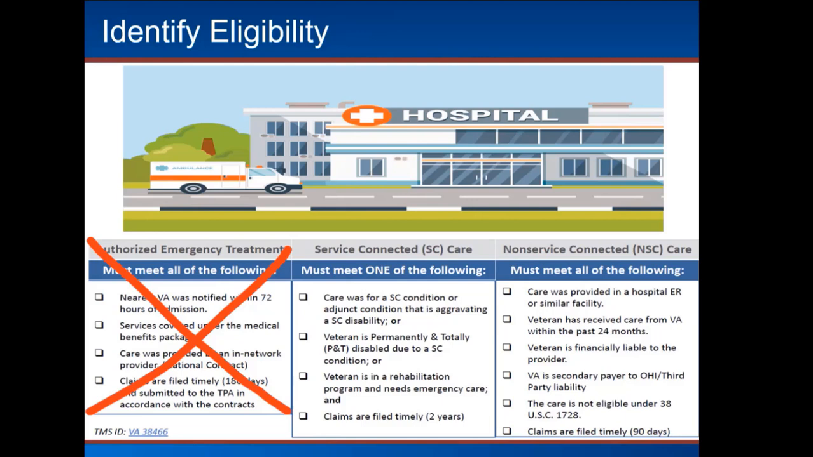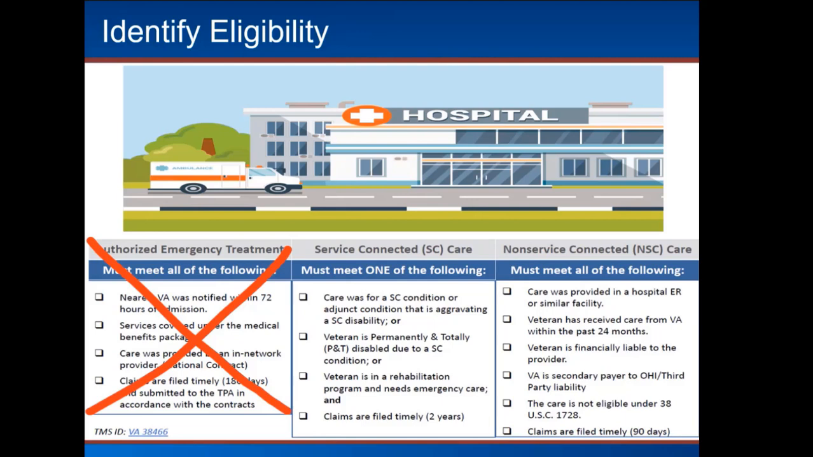I've crossed out the authorized emergency treatment because in order for an event, including the transport, to be eligible under 1728 or 1725, it must first not be eligible under Mission Act or authorized. The great thing about service-connected care and non-service-connected care is those eligibilities did not change with the implementation of Mission Act. Service-connected care administrative eligibility is the same now as it was before.